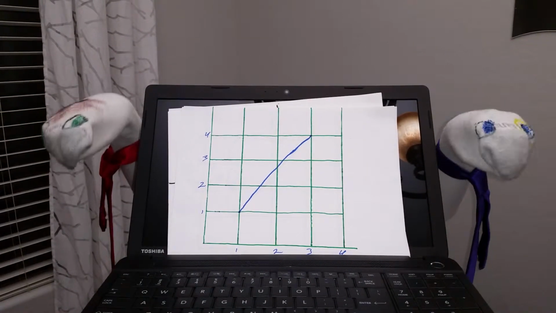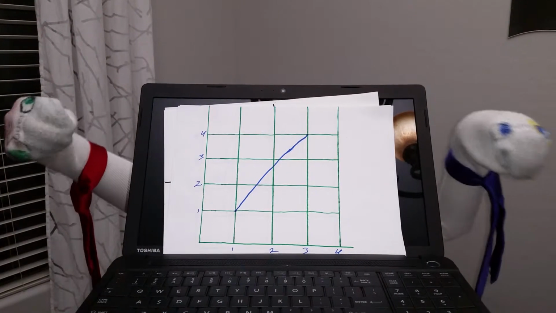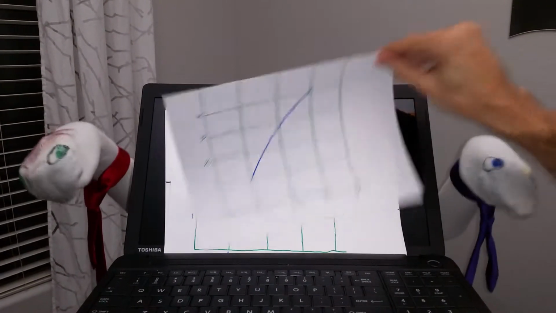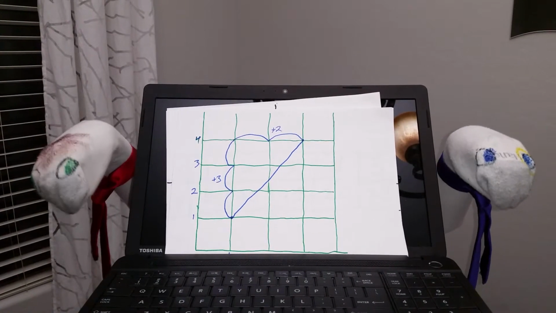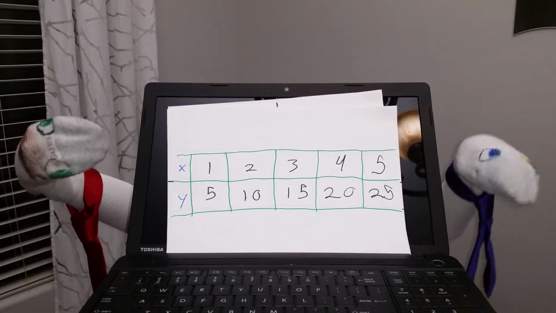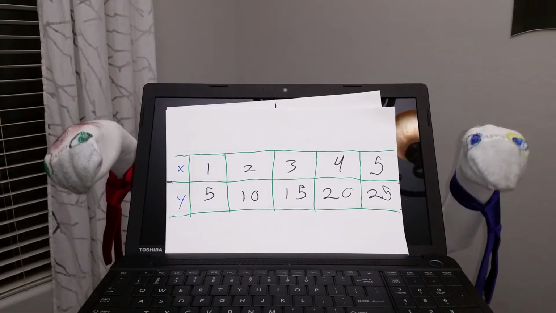Let's try a more difficult one. Billy, what's the slope? I think it's 3 over 2. Very good. Why is that? It goes up 3 and right 2. Very good, student. Now again, find the slope. I'm messing with you. I haven't taught you how yet.